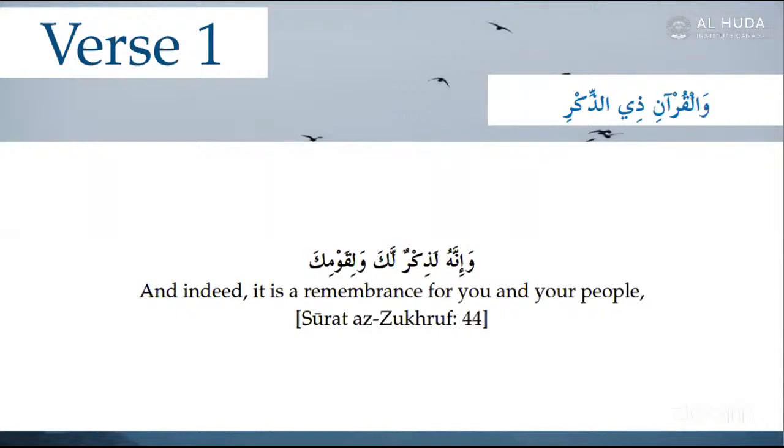Umar, may Allah be pleased with him, said, we were of the most disgraced of people, and Allah granted us honor with this Islam. Now, whenever we seek honor in other than that which Allah honored us with, Allah shall disgrace us once again.